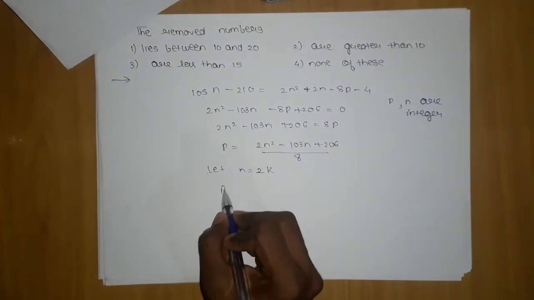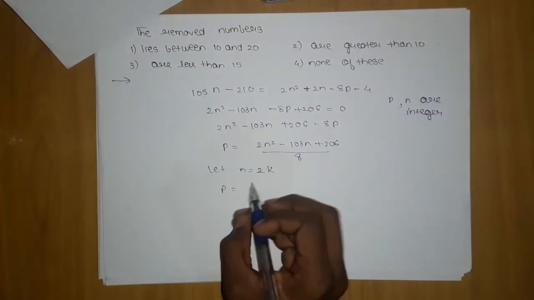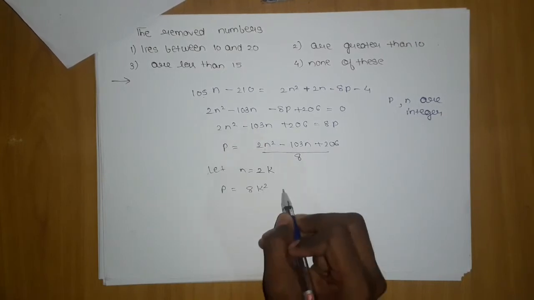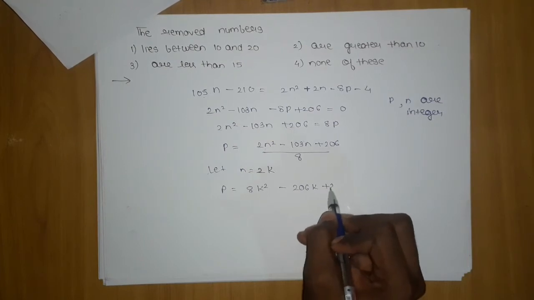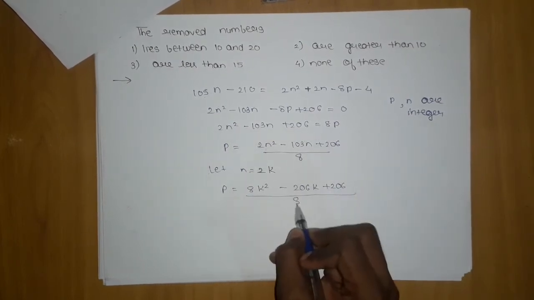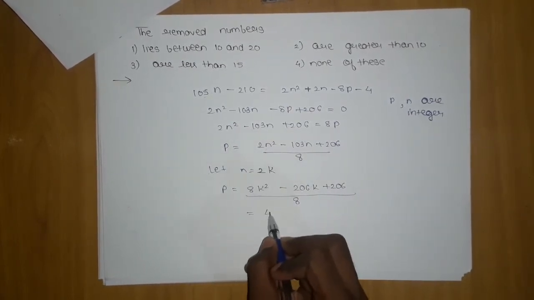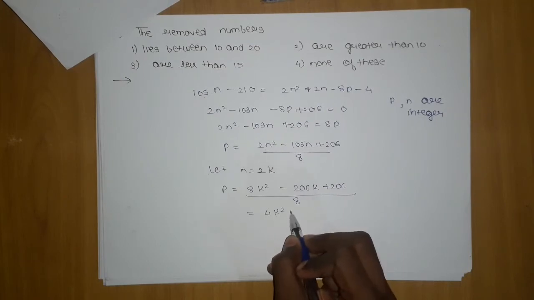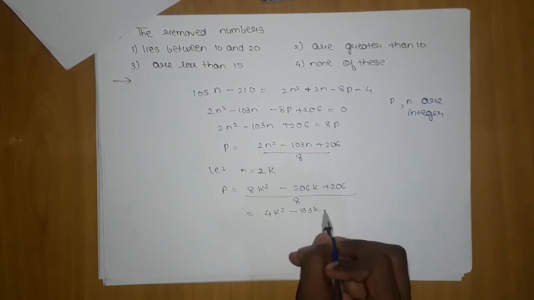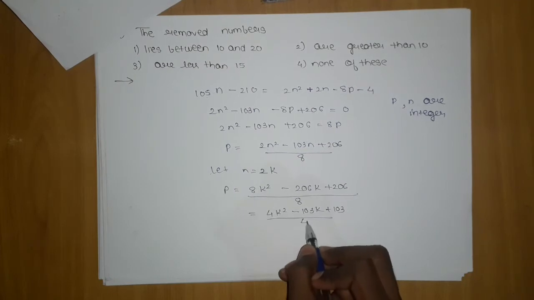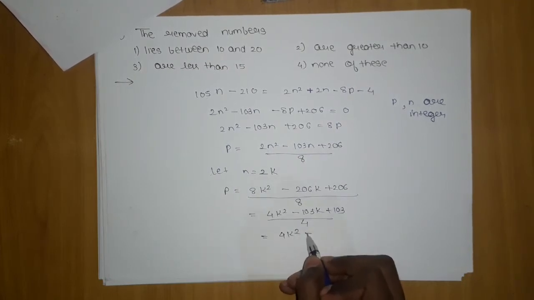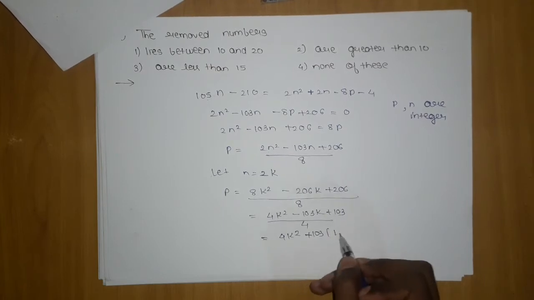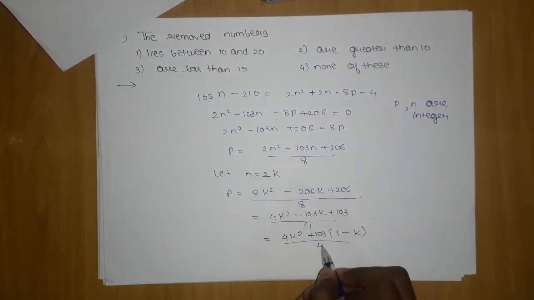So if I put this, what I get: this will become 4 into 8, 8k square, minus this will become 206 into k, and this will still be 206 only, upon 8. So you can clearly see that this will become 4k square minus 103k plus 103 upon 4. Now if I take 103 common, I will be left with 1 minus k upon 4.